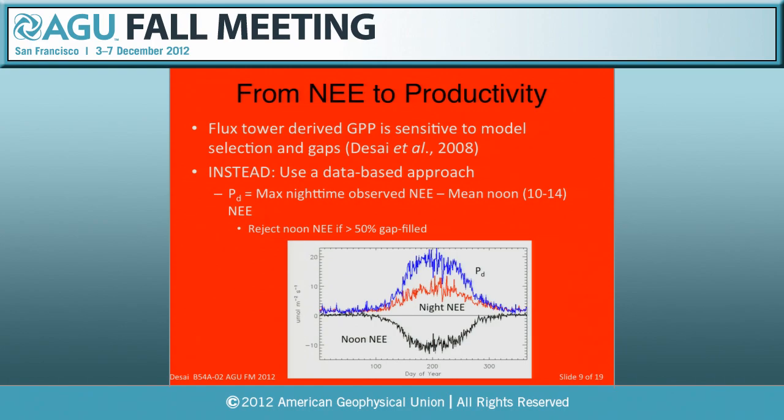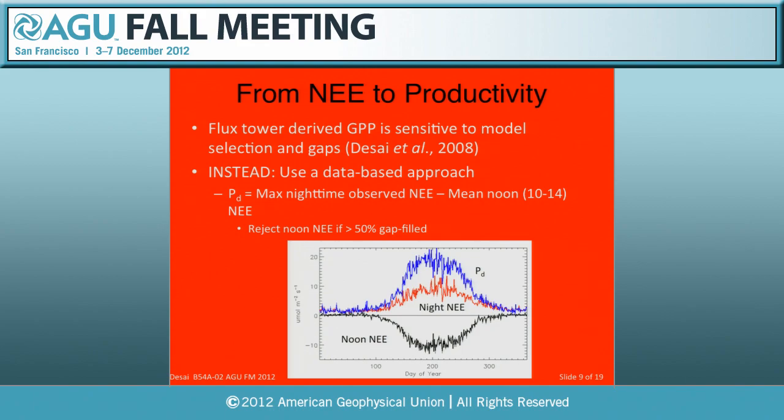I'm going to take the daily NEE, and I'm just going to take the maximum nighttime observed NEE. There are some papers from Van Gorsel and Ray Leuning's group that showed that's a pretty good estimate of the mean respiration, including accounting for advection. And I'm going to just subtract it from the mean noon NEE. I call it photosynthetic drawdown, or PD. I'm going to reject the noon NEE if it's more than 50% gap filled, and I'm only going to use observed nighttime. So it's really going to give me as close as I can get to observations without worrying too much about gap filling.